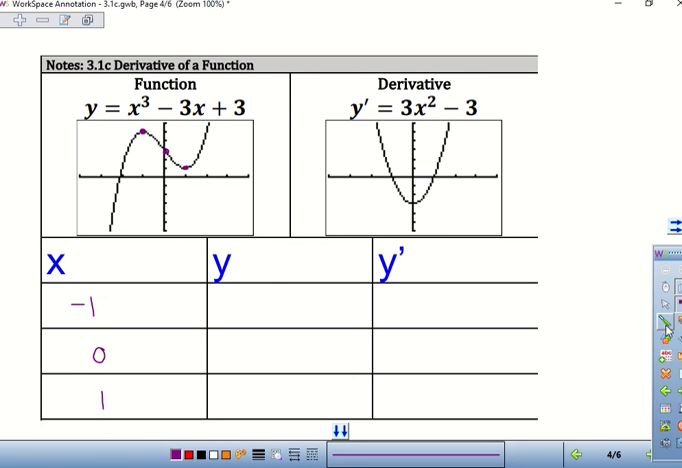So let's just look at what the actual y coordinates of this function are at these points. At -1 it's at, I think, 6. At 0 it's at 3. And at 1 it's at 1. So is everybody good with what we did there? We just took the coordinates of these points.